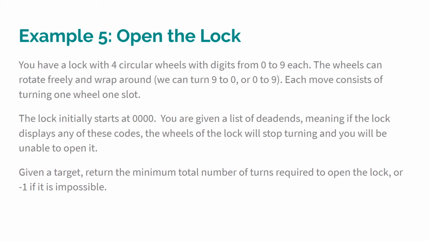You have a lock with 4 circular wheels with digits from 0 to 9 each. The wheels can rotate freely and wrap around, so this means that we can turn 9 to 0 or 0 to 9, and each move consists of turning 1 wheel 1 slot. The lock initially starts at 0, 0, 0, 0. You are given a list of dead ends, meaning if the lock displays any of these codes, the wheels of the lock will stop turning and you will be unable to open it. And finally, given a target, return the minimum total number of turns required to open the lock, or -1 if it is impossible.